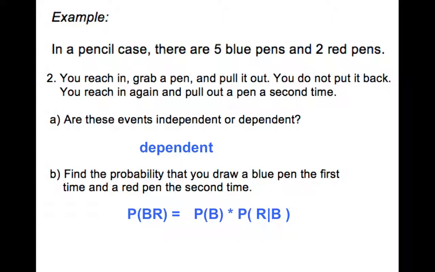So it's going to be 5 out of 7 times 2 over 6. So it changed to 2 over 6. It's really important you see that. And when you multiply those, you get 10 over 42. Different probability because the second probability has changed. Make sure you understand those examples clearly before moving on.